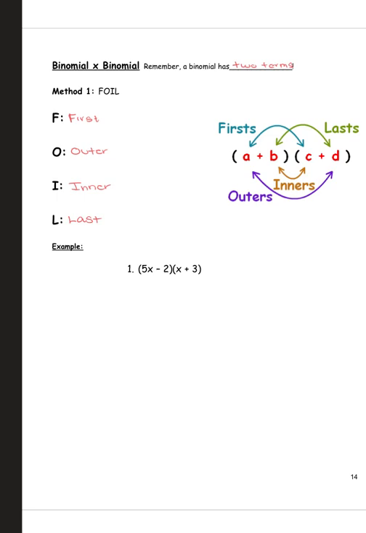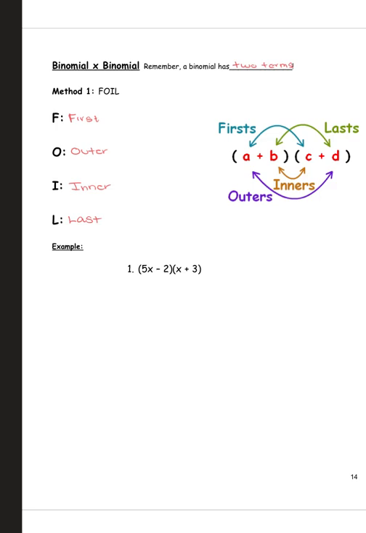Outer means that I'm going to multiply those outer terms. So looking at the two expressions as a whole, I'm going to multiply the outer terms. Then I have inner, so that means the two terms that are on the inside. Again, looking at the two expressions as a whole, I'm going to multiply those inner terms. And then for last, I'm going to look at the last term in each. We will do more examples in class, we just wanted to show you this method, because again, it only works when you're multiplying a binomial times a binomial.